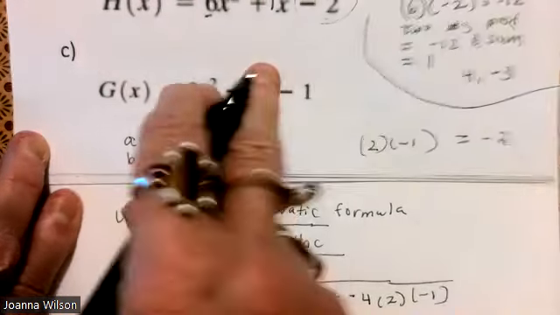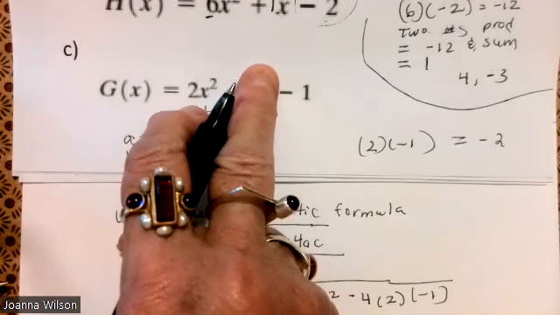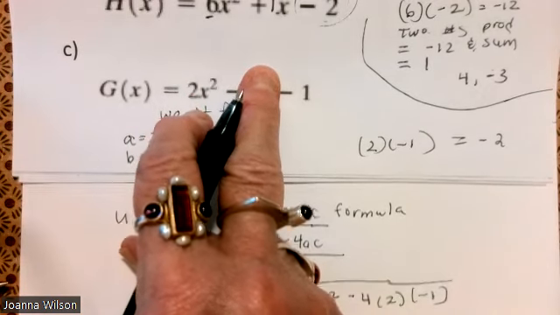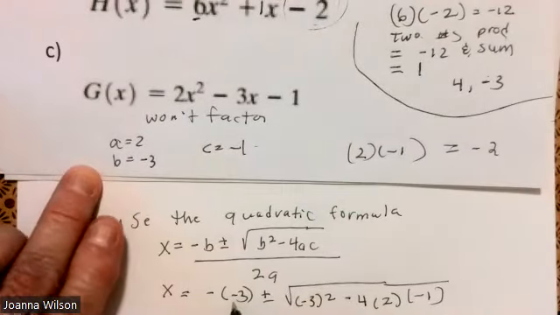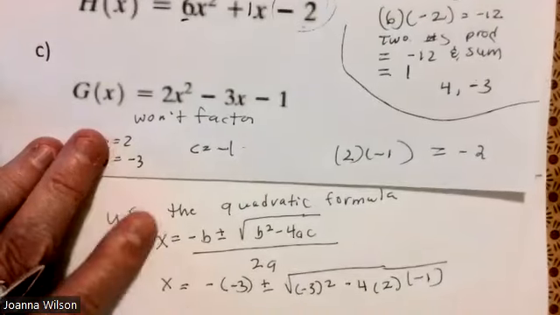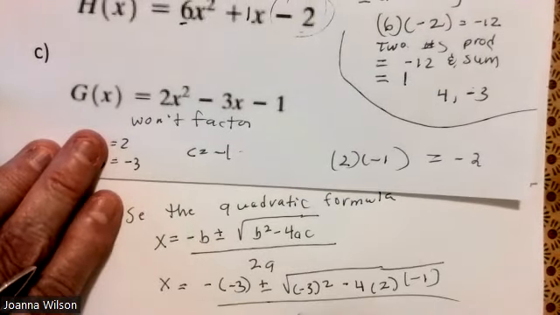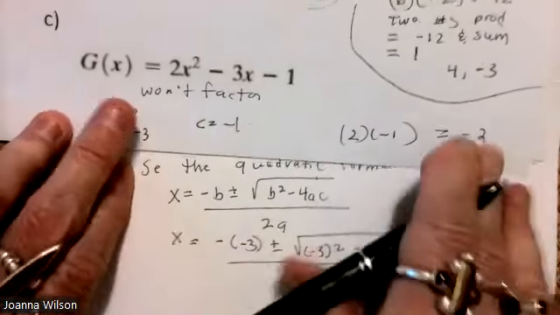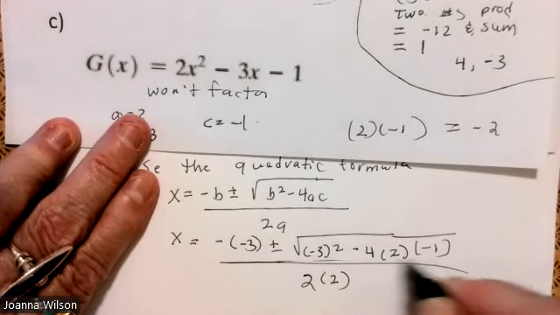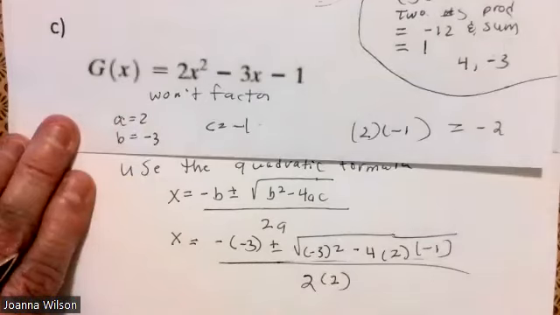And then, make sure you have substituted in everything correctly. And so I got minus and -3. Yeah, that looks good. Now, over 2a. I almost forgot the 2a part. So this will be 2 times 2. And that fraction bar goes all the way across like that.